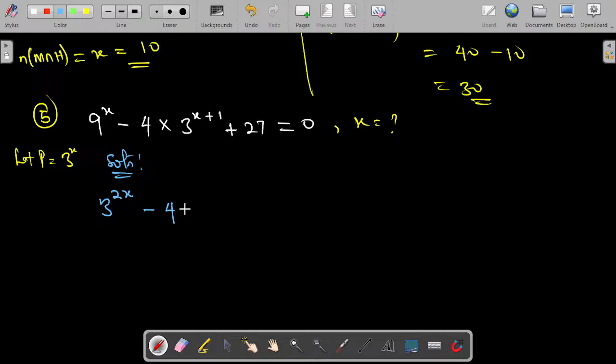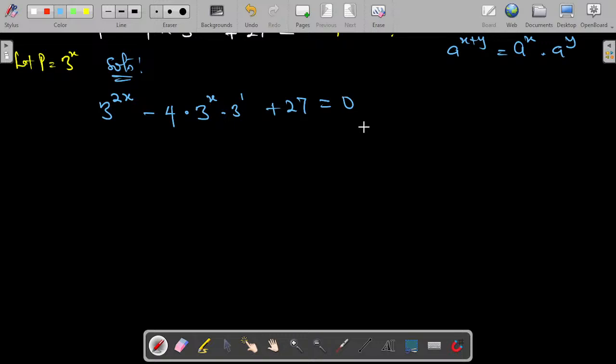Then let me use dots to write that multiplication. Here, by the law of indices, a to the power of x plus y is the same thing as a to the power of x multiplied by a to the power of y. So I can split this that way, and that will give me 3 to the power of x multiplied by 3 to the power of 1. Then I'll bring down the constant, which is 27, and that will be equal to 0. Okay, so pay attention to that. What's that going to give us?